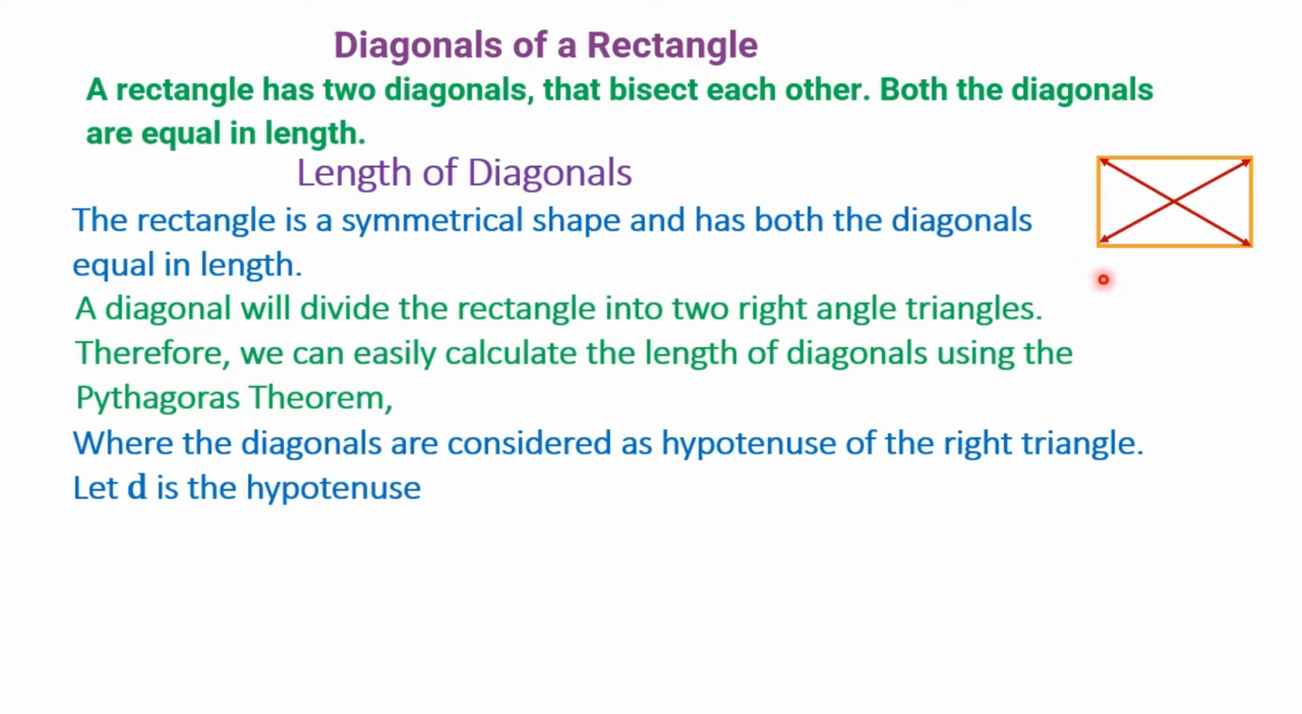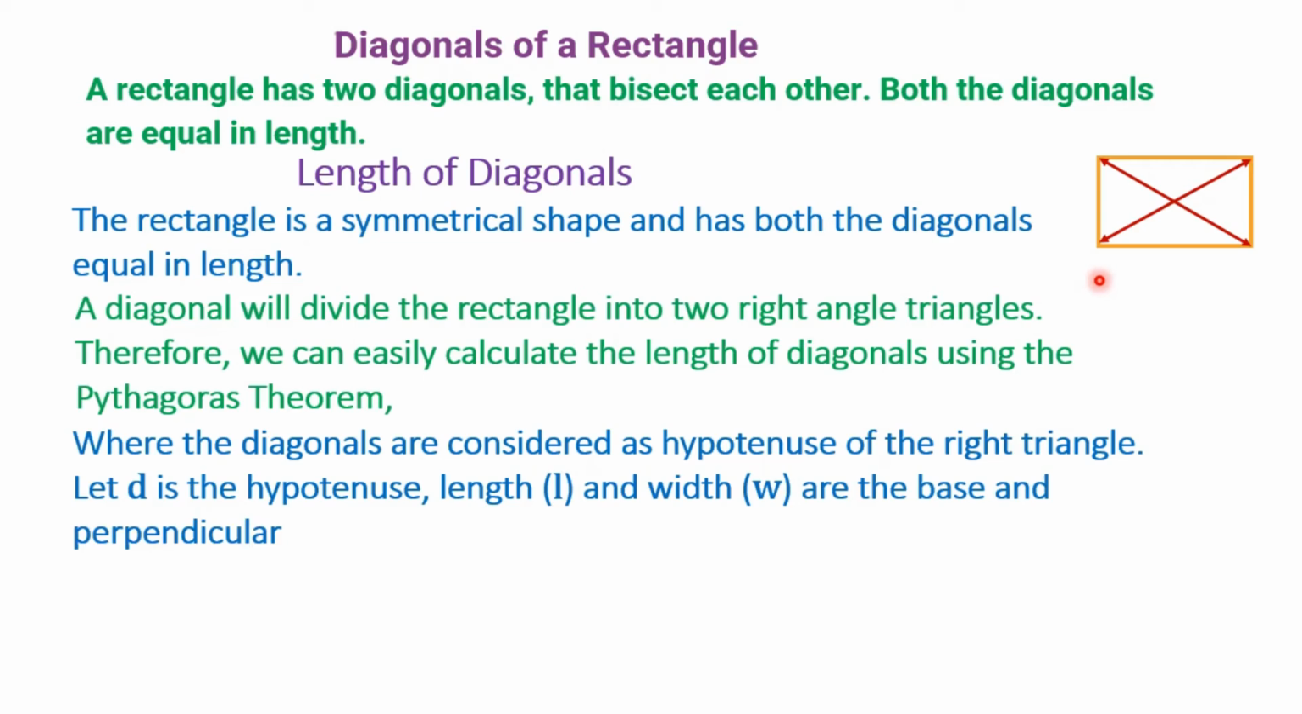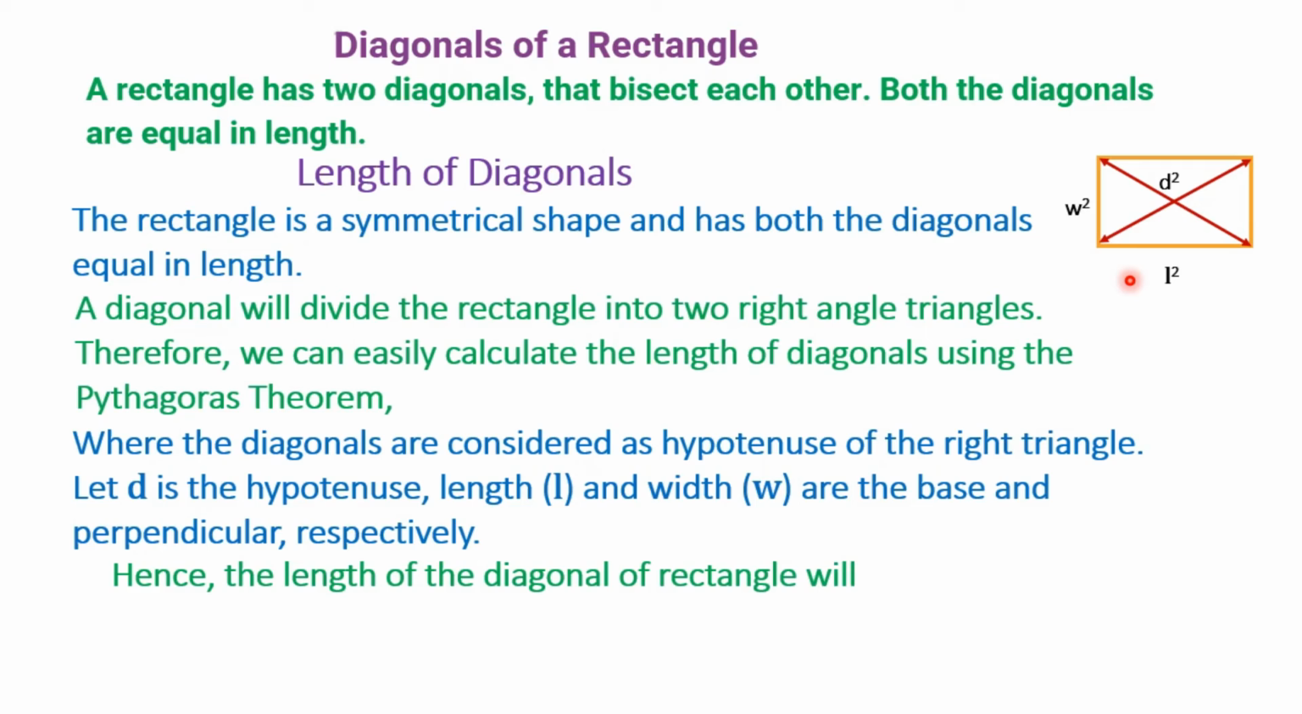Let D be the hypotenuse, length L and width W are the base and perpendicular respectively. Hence, the length of the diagonal of a rectangle will be D square is equal to L square plus W square. D is equal to square root of L square plus W square.